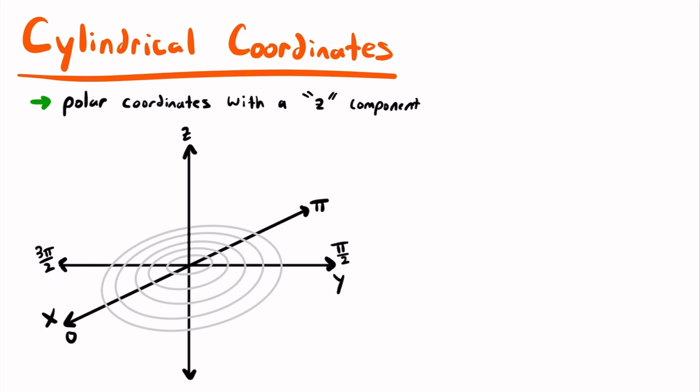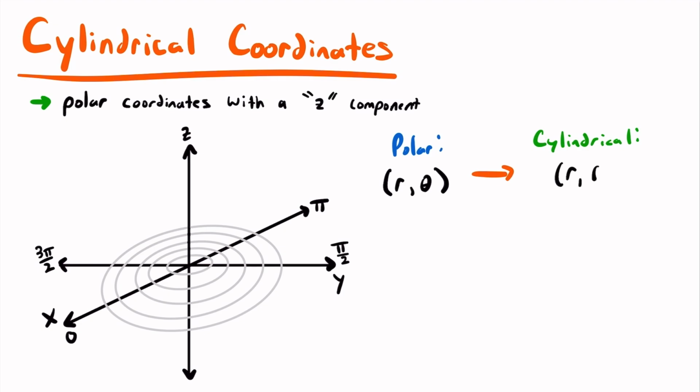All right, so in our 2D polar coordinate system, our coordinate points looked like this. We had r, comma, theta. But now in the cylindrical coordinate system, we're going to have a third coordinate that creates an ordered triple that looks like this. We'll still have our radius, we'll still have our angle, but then we'll have a z-coordinate, or a value that represents height.